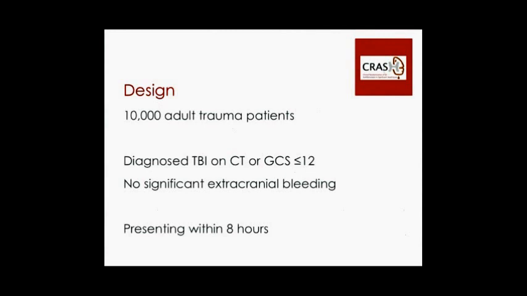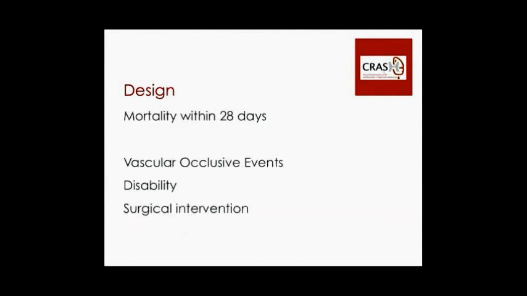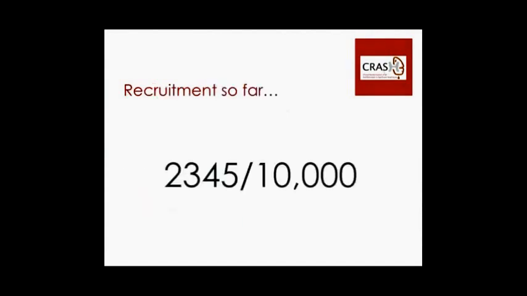They will randomize patients that were diagnosed with a traumatic brain injury on a CT scan or with a GCS of 12 or less, if CT scan is not available at that moment in time. They're looking to not include significant extracranial bleeds, and patients should present within 8 hours of injury. They're going to look at all the right things again, but they will add disability to their secondary outcomes. And recruitment is essentially a quarter of the way there, so look forward to that.